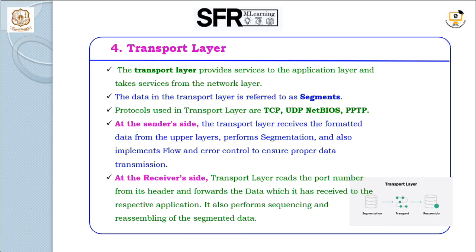Then at the destination, what will it do? At the destination, the transport layer reads the port number from its header and forwards the data which it has received to the respective application. It also performs sequencing and reassembling of the segmented data. Then what are the functions of the transport layer? The main purpose is segmentation and reassembling and service point addressing, which I have mentioned in the figure below.